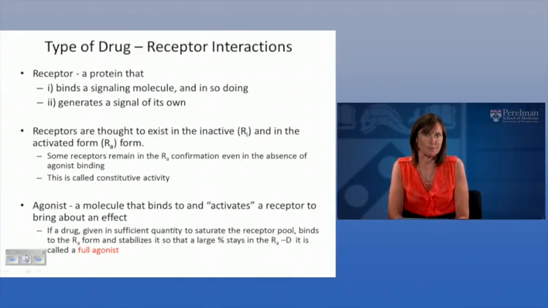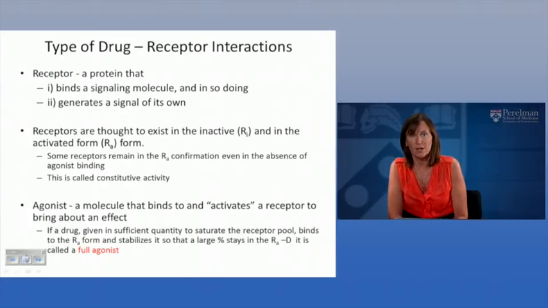What is a receptor? Well, the simplest definition is the following. A receptor is a protein that binds a signaling molecule. We typically in the drug world refer to this as an agonist, and in doing so generates a signal of its own. Let me repeat that. A receptor is a protein that binds a signaling molecule and in doing so generates a signal of its own.